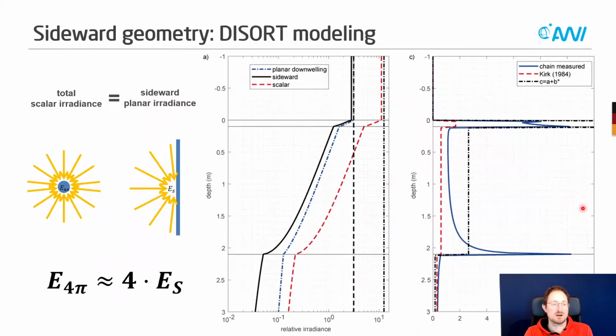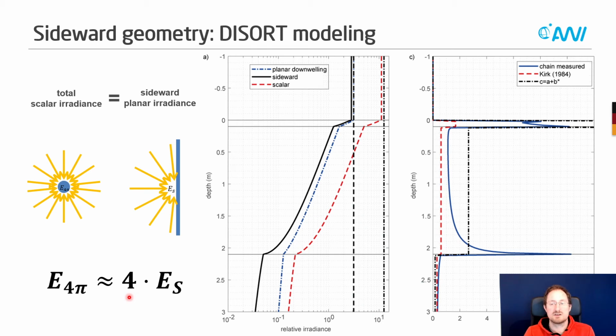And we of course asked ourselves that the same, and we calculated these profiles in the discrete ordinate model for normal planar downwelling irradiance, and then also scalar downwelling irradiance, and then also our sideward irradiance. And if you do that, you figure out that actually what you measure with a sideward looking irradiance sensor in a highly scattering medium is almost identical to spherical irradiance. You basically just need to multiply it with a factor of 4 to get to scalar irradiance.